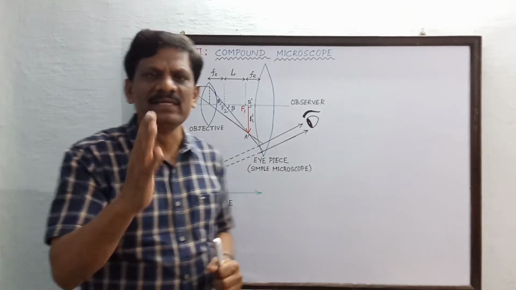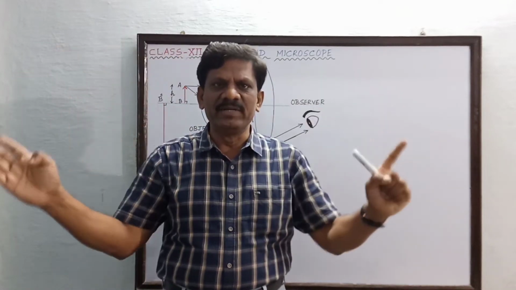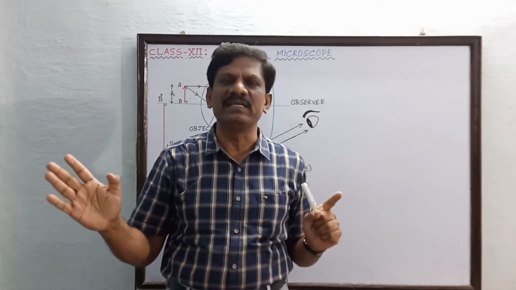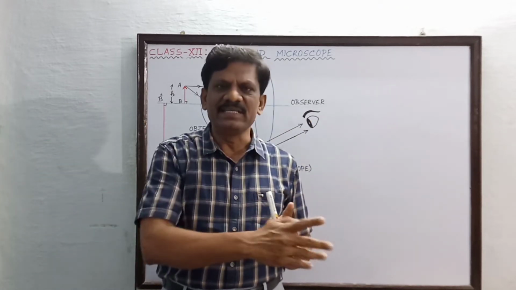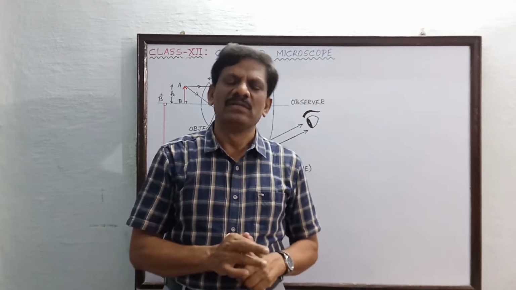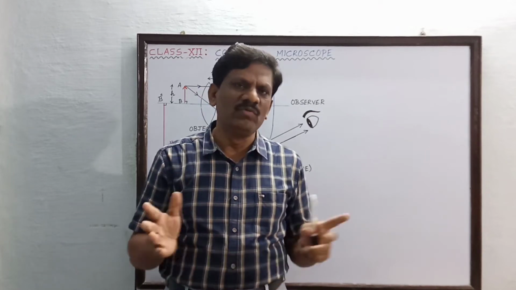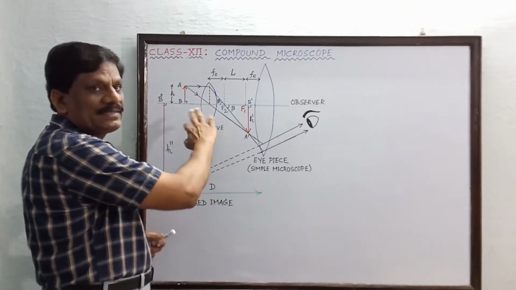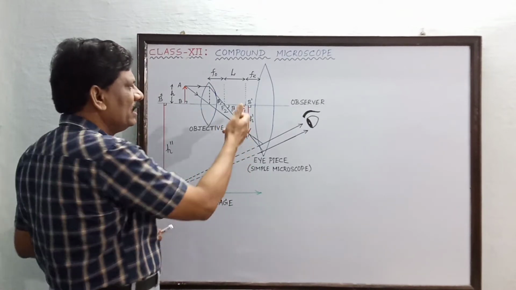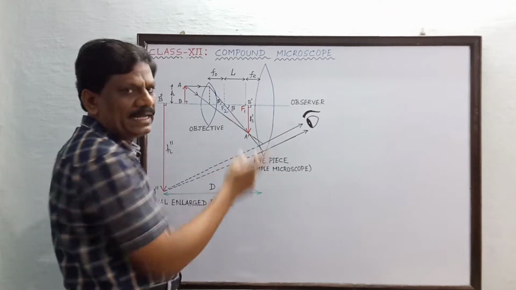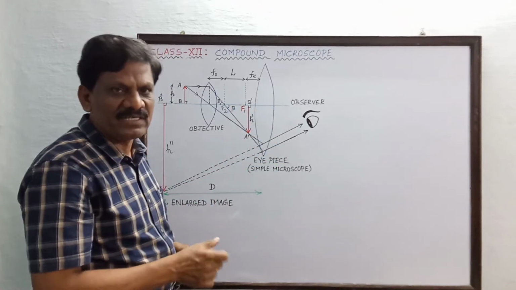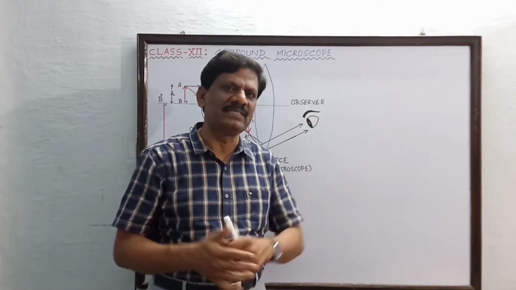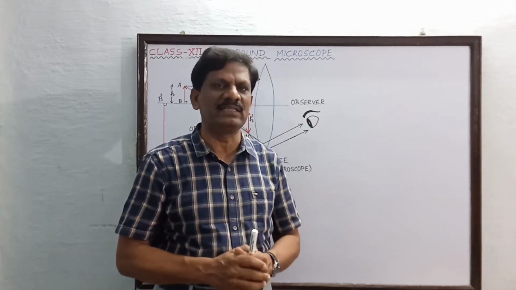So for any lens, there will be 2 points, namely the focal points. One on the left, that is F1, and on the right side is F2. So both the lenses will have 2 focal points. The second focal point F2 lies on the right side of the objective, and the first focal point of the eyepiece lies on the left of the lens. This distance of separation between the 2 focal points is called the tube length.